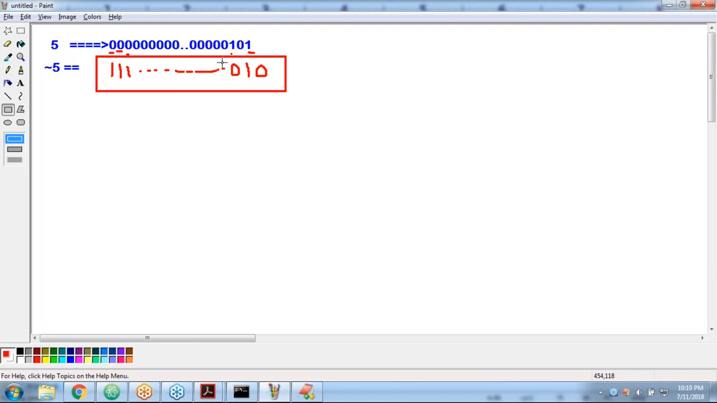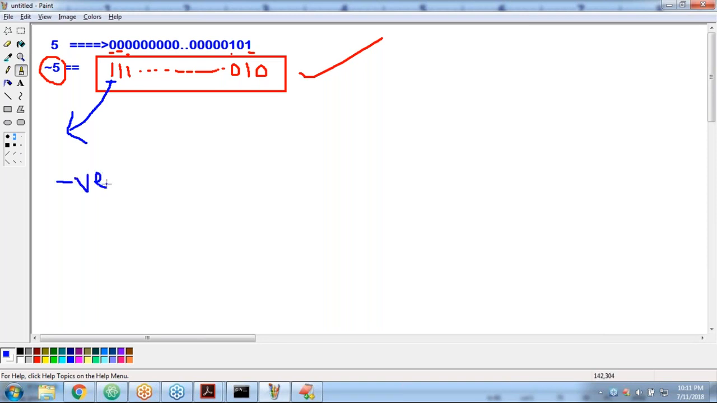Is this clear up to here? Okay. Now, whatever value is represented by this combination is the value of negation of 5. Now my question is, what is the value represented by this combination? How can you find it? Very simple. What is the most significant bit? 1. 1 means is it a positive number or a negative number? Negative number.